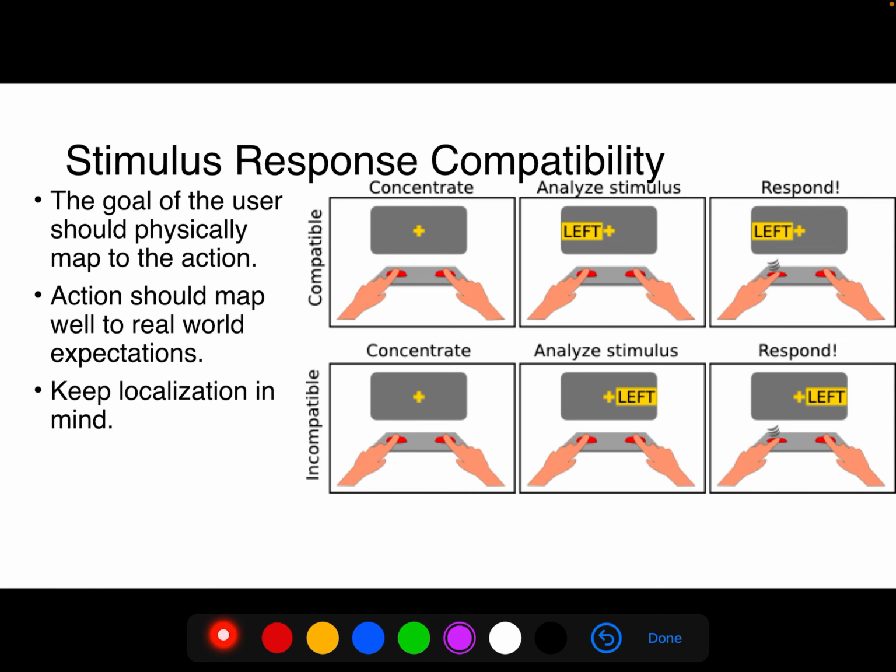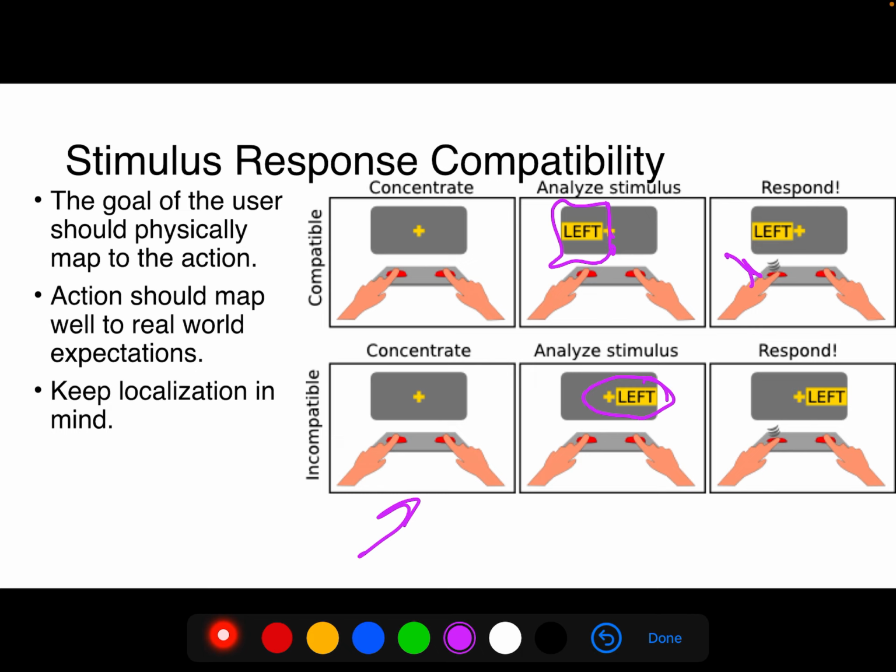An example of this is stimulus response capability. This image here is an example of stimulus response testing that's been done. The goal of the user should also physically map to the action. In this first instance, left is on the left side of the screen, so the person hits the left button. But over here, the text is on the right side of the screen, but the person still hits the left button. Your users associate the position on the screen with the direction, not the text. This is something you'll only find in user testing a lot of times.